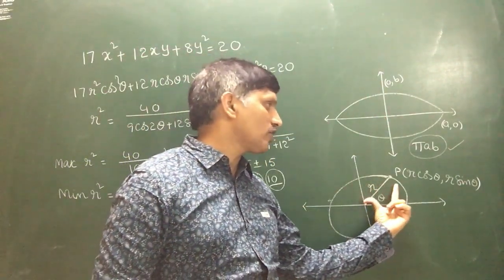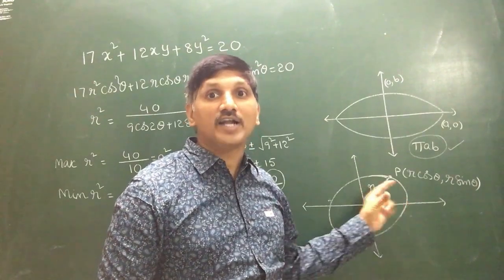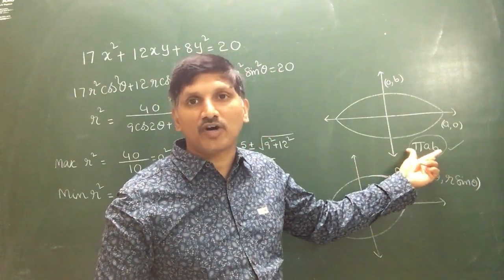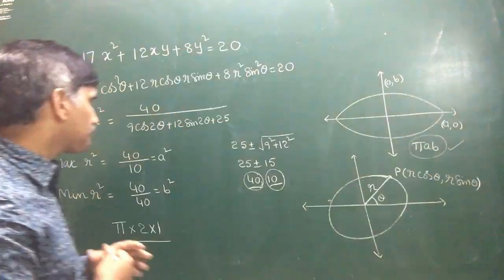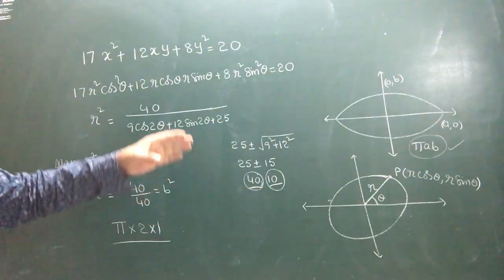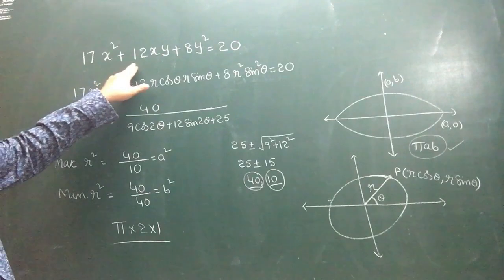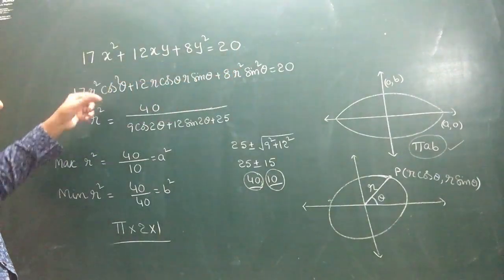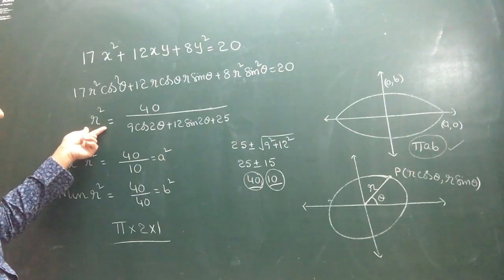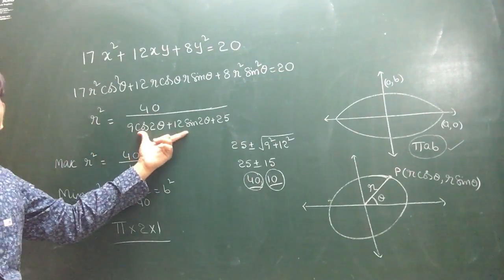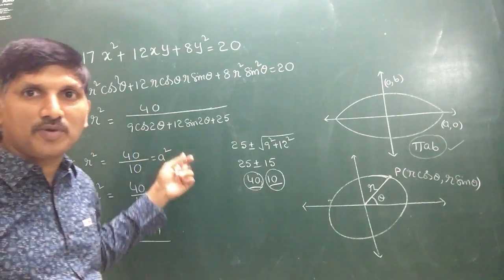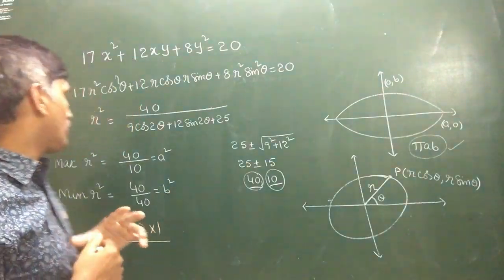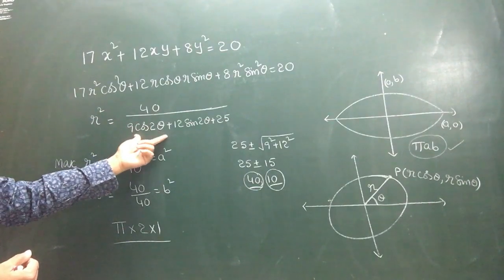If you know the length of the semi-major axis and the length of the semi-minor axis, then we can use the formula for finding the area. So x is equal to r cos theta and y is equal to r sin theta. I substituted in this ellipse equation. Then we got the value of r square. I converted the equation into the form of a cos theta plus b sin theta plus c.